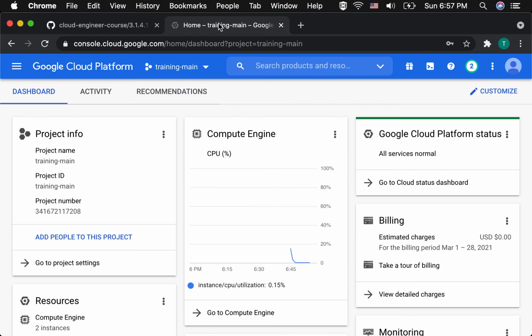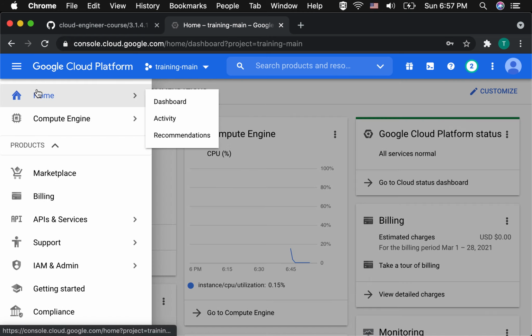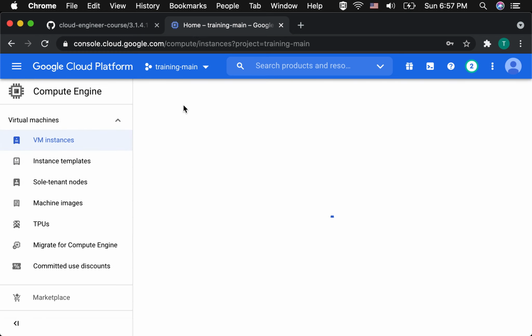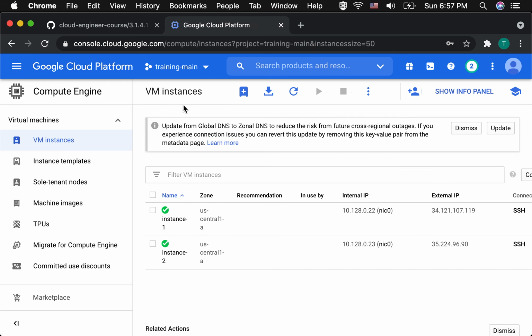So if I go into my project here, you can see under Compute Engine, before the video started, I just created 2 virtual machines just for illustration purposes. I didn't do anything special. And you can see I have 2 instances. So these are the actual resources, right?